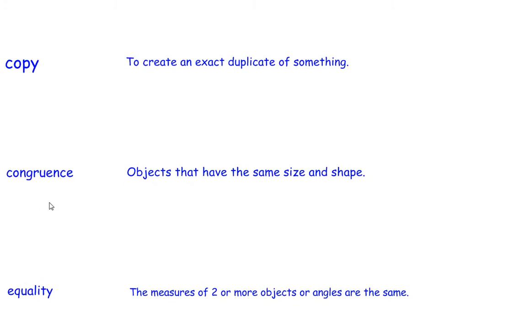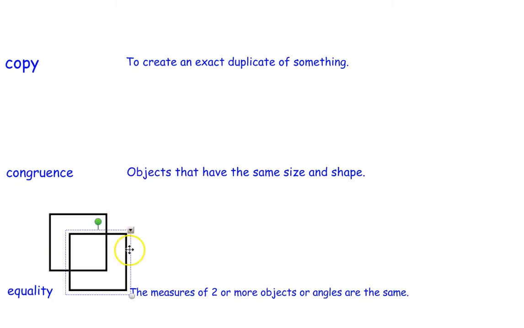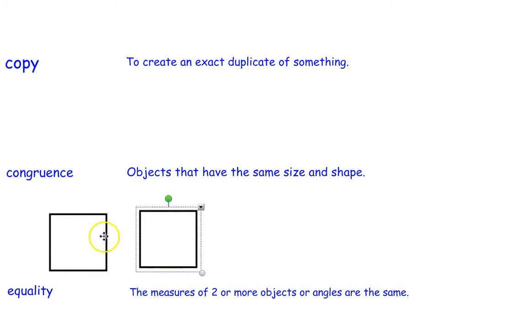Congruence and equality are other words you're going to hear in class. They are similar terms, but there is a big difference. Congruent objects have the same shape and size. So if you wanted to say two objects are congruent, here's a rectangle. These are congruent. They have the same size, same shape. They copy right onto each other. So these are congruent.